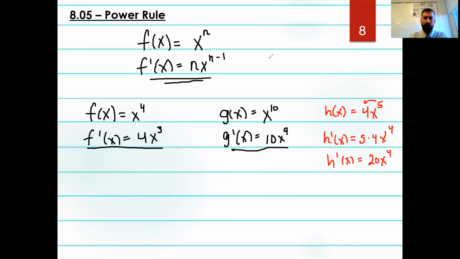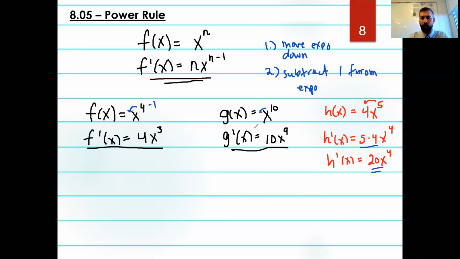All right, so in my own words, here's how I would describe the power rule. First step, move exponent down. Step 2, subtract 1 from the exponent. All right, and I did that in each one of those. I brought the 4 down, and then I subtracted 1. Brought the 10 down, subtracted 1. Brought the 5 down, multiplied those two things, then subtracted 1.